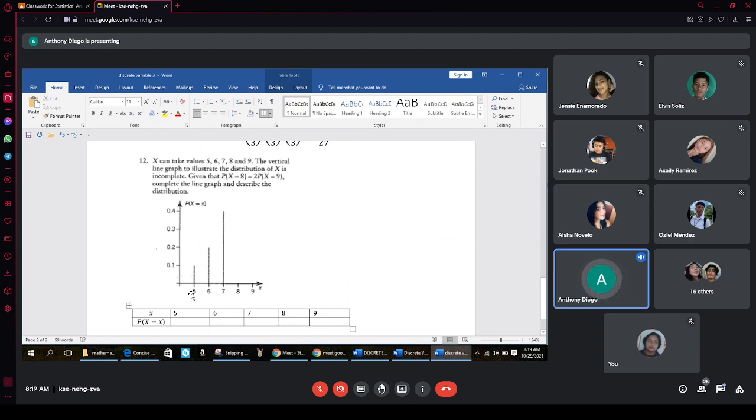Now, how would we go about doing this problem? Here we have the values for small x. So how would we determine or obtain the probability for big X equals small x? Looking at the graph, sir? Very good. We're looking at the graph. So in the case of 5, it is 0.1.